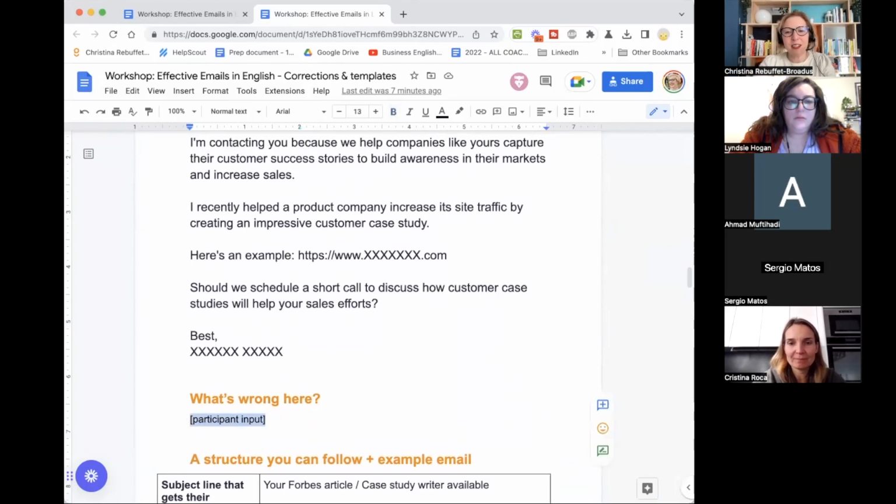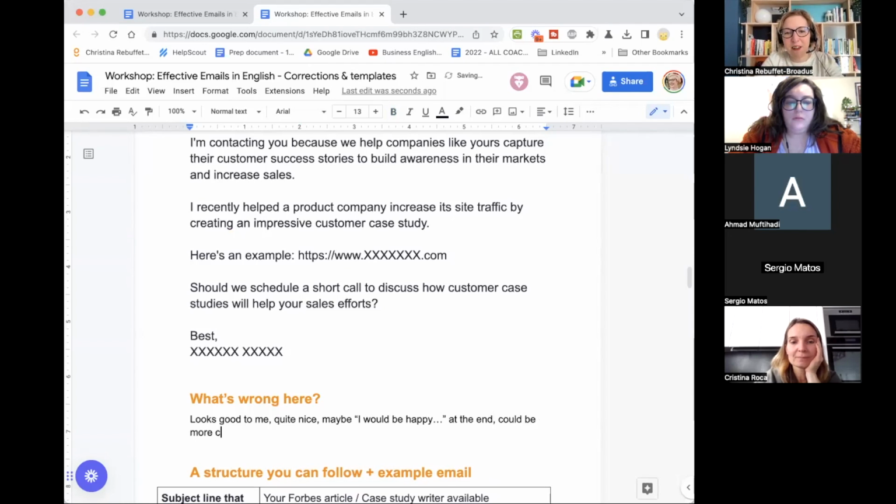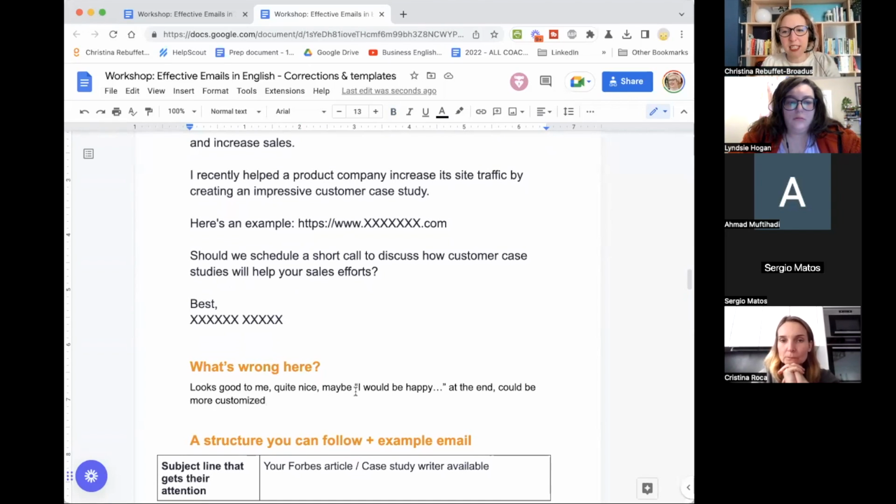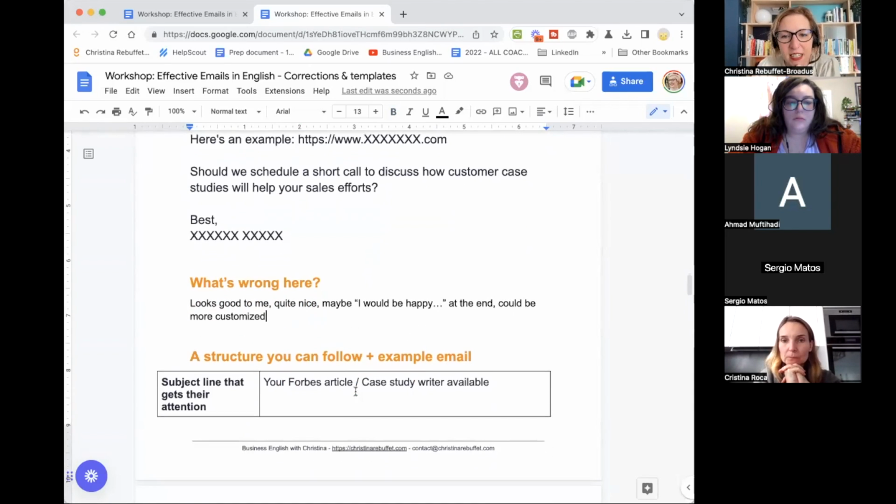I'm just going to put some notes here. Looks good to me. Quite nice. Okay, maybe I would be happy. At the end again, maybe just putting a little more empathy. Maybe it could be more customized. Okay. Right. Especially when you're trying to propose something to someone, offer someone something, you don't want it to feel like they just copied and pasted an email. You want to try to make it more customized, more personalized.